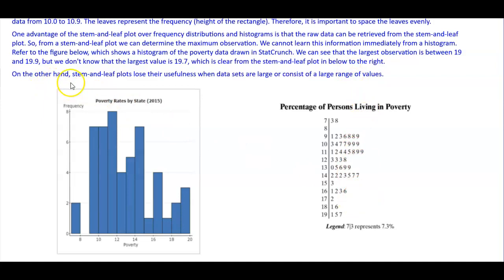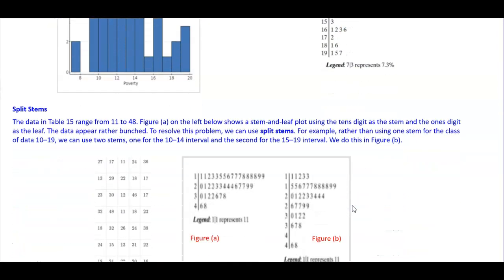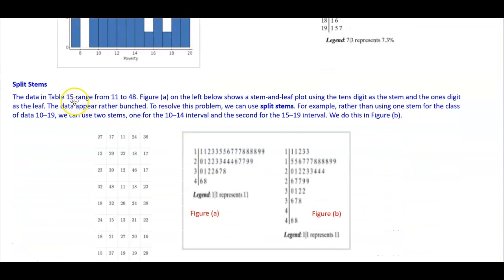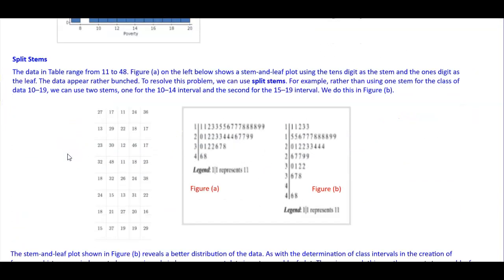On the other hand, stem and leaf plots lose their usefulness when the data sets are large or consist of a large range of values. Now we also have what we call split stems. The data in the table below range from 11 to 48.